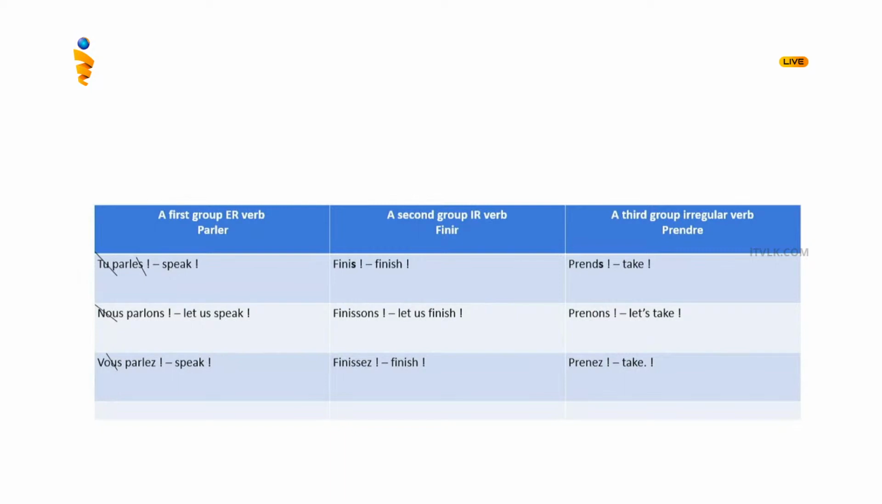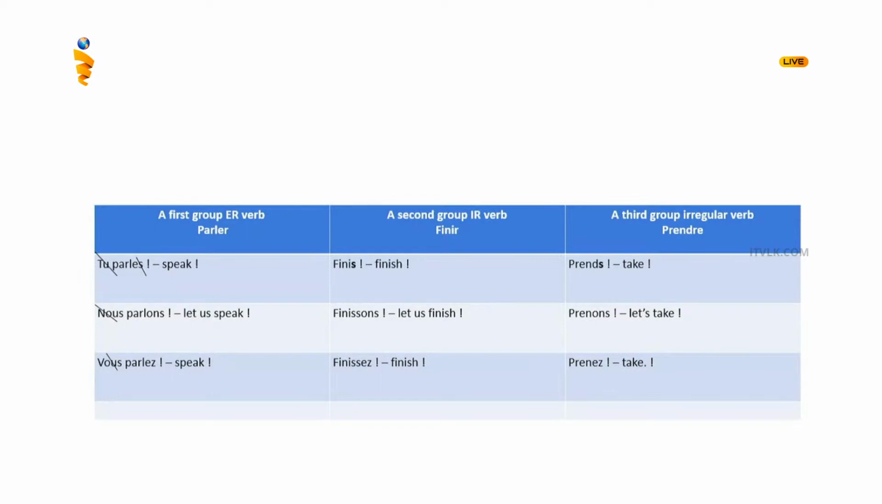You can actually read it. Now, if you carefully look at the first part, that is the first group, ER verb parler, there's another information that I mentioned to you that is marked. That is, when you're conjugating a first group ER verb with the subject pronoun tu, the last letter S should be omitted. But I am not in a position to use that rule when I'm conjugating a second group verb or a third group irregular verb.